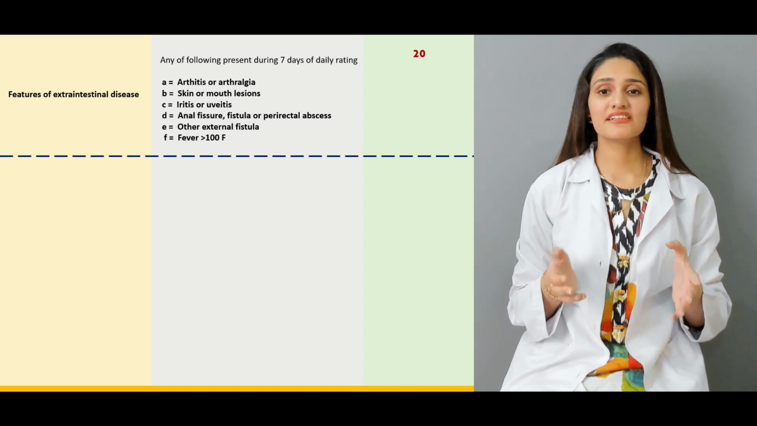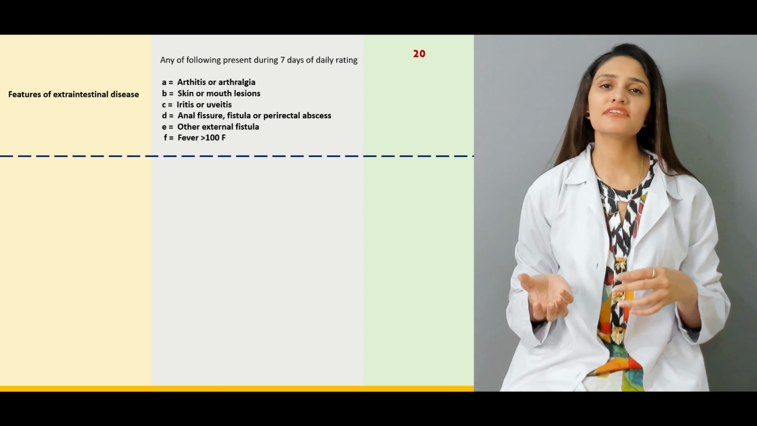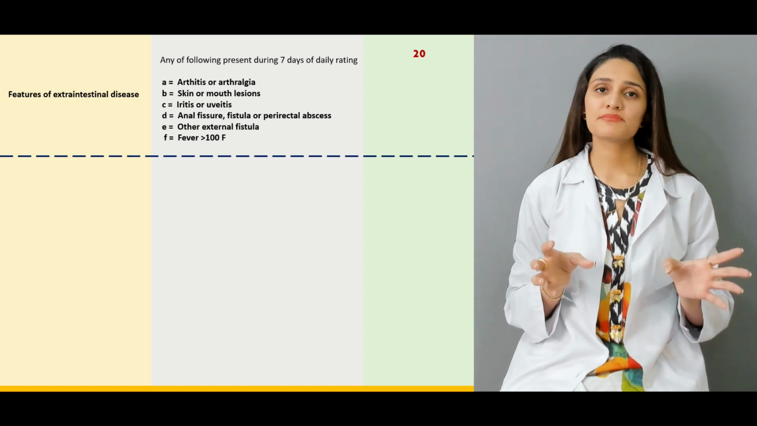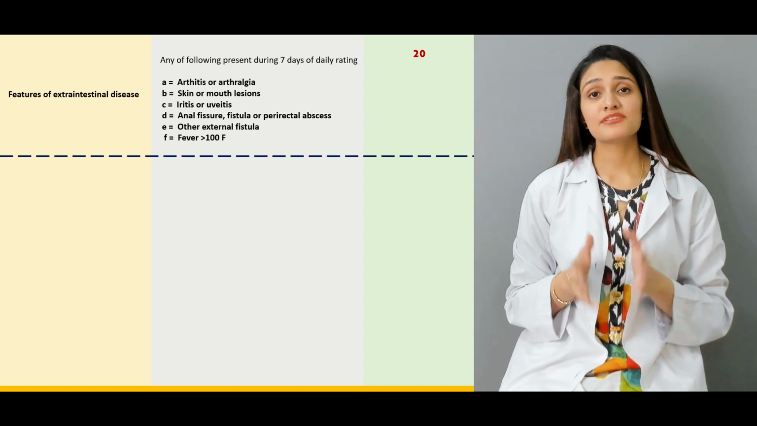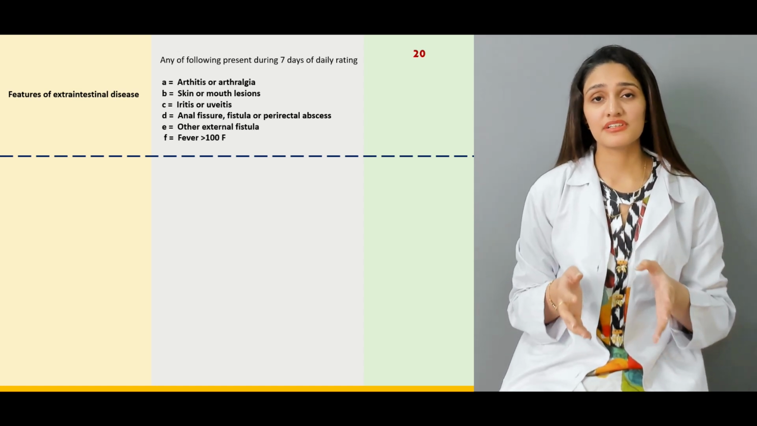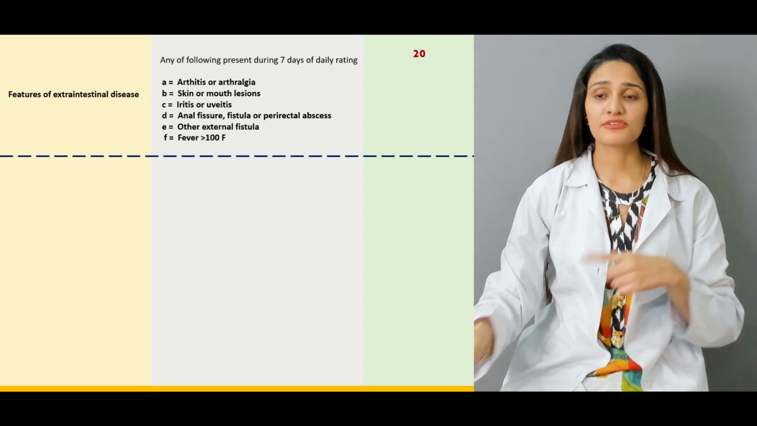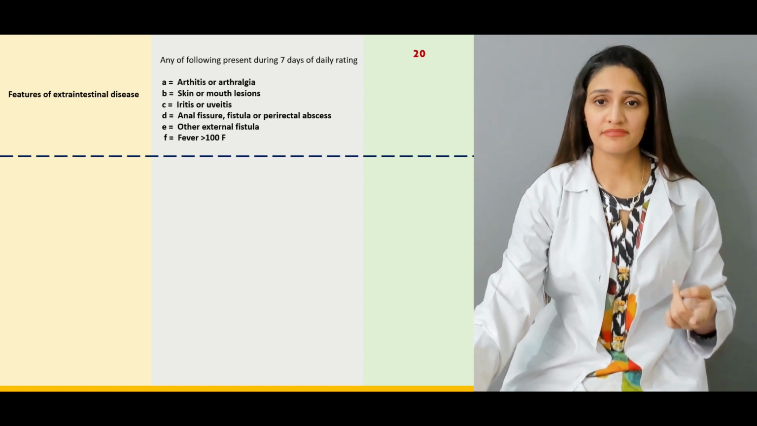And then lastly, any other external fistulas other than those specific to the perianal region. And lastly, if he does present with a fever of more than 100 Fahrenheit, we are going to be multiplying it by 20.